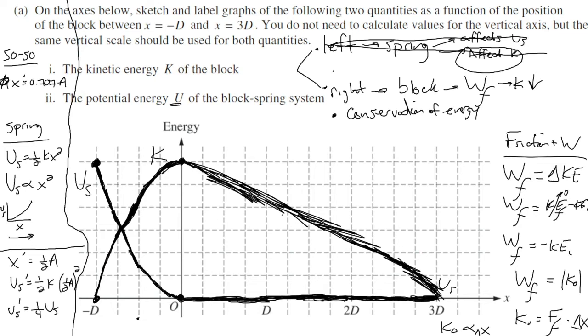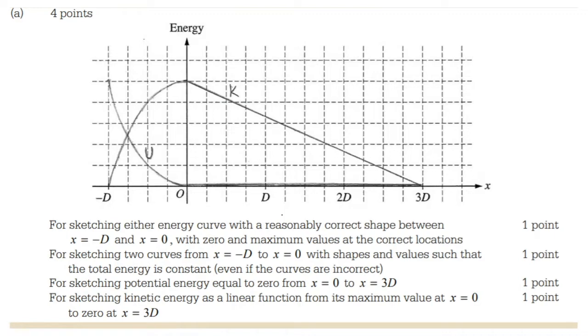All right, let's take a look at the scoring guide. You can see basically the graph that I just drew, of course, much better though. And the only real difference is that they've made the maximum energy on the 5th line instead of the 6th line. It's no big deal though. Here, they give you 1 point for sketching either energy curve with a reasonably correct shape between x equals negative d and x equals 0, with 0 and maximum values at the correct locations. So that just basically means for the kinetic energy, putting the 0 here and the max there, and for the potential energy, the maximum here and the 0 there.